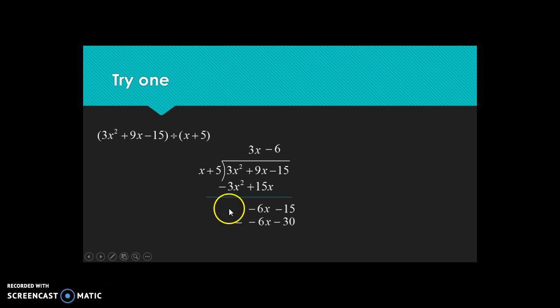And again, here's where this triangle comes in handy. Negative 6x minus negative 6x is negative 6x plus 6x, sorry. And that's out. And then negative 15 minus negative 30 is negative 15 plus 30, which is positive 15. Okay, so again, work the triangle, and then write your quotient, 3x minus 6 plus 15 over x plus 5.